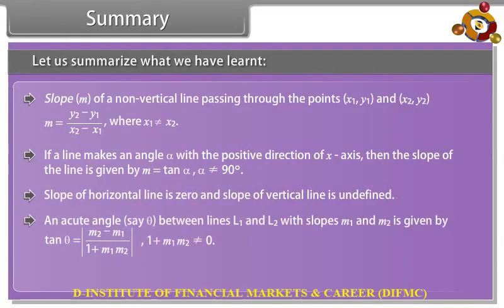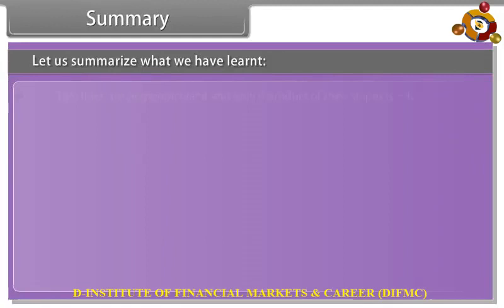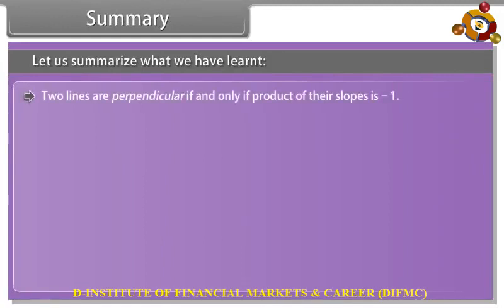An acute angle between lines L1 and L2 with slopes m1 and m2 is given by the angle formula, provided 1 plus m1 m2 is not equal to 0. Two lines are parallel if and only if their slopes are equal. Two lines are perpendicular if and only if the product of their slopes is minus 1.